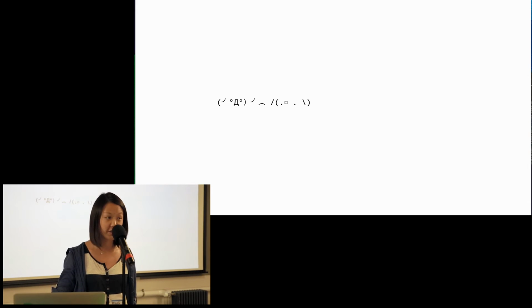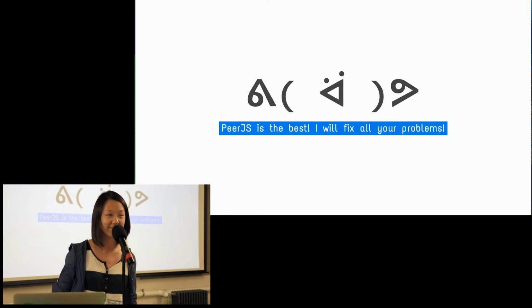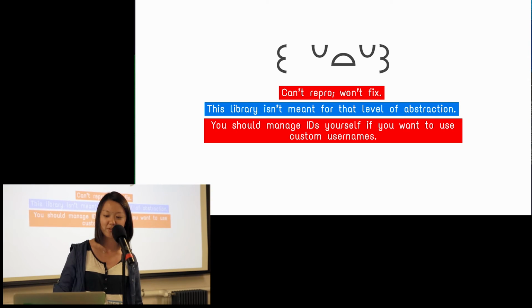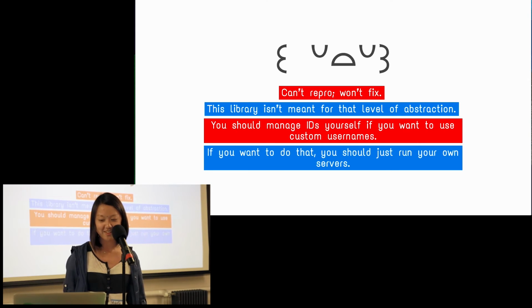So my answer to questions and bug reports changed from like, PureJS is the best, I'll help fix all your problems, to things like this. Can't repro, won't fix. Library isn't meant for that level of abstraction. You should manage IDs yourself if you want to use custom usernames. If you want to do that, you should just run your own servers.